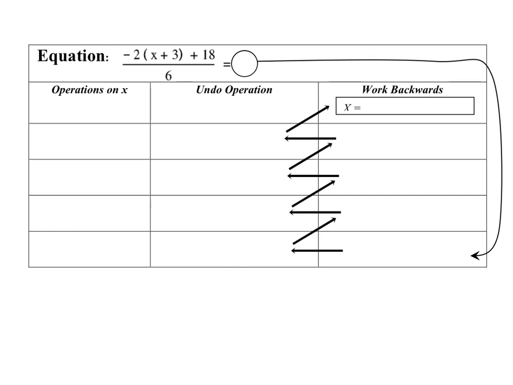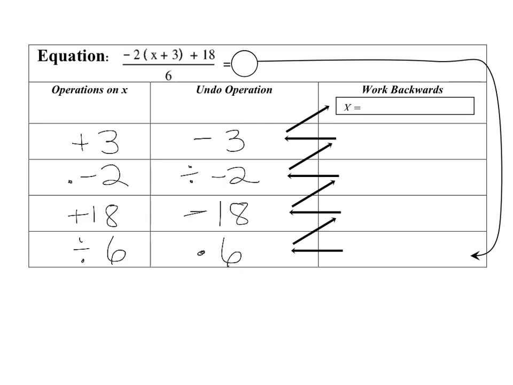So for this next one, what I actually want you to do is write down your operations on x, and I want you to write your undo operations. Do that right now. Stop the video, do it. Okay, we are back again. Take a look at my operations on x. Make sure you have those correct. My undo operations are right here.